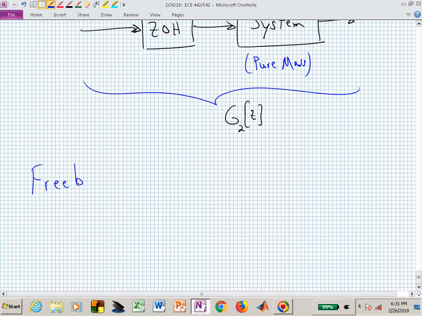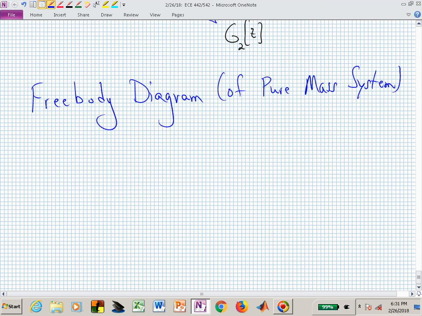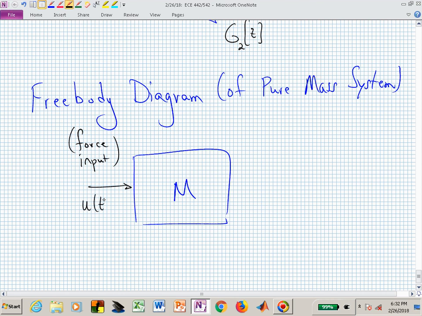Let's start with the free body diagram. There's our mass, and we're going to apply to that, and don't get this too confused, I'm going to apply a force as an input, and my force inputs a lot of times in control classes are U's. So don't confuse this with a unit step, but I'm going to just say, here is my force input. I'm going to call that U of T. So U of T is overused, or overloaded. But in this case, it's just a force. U of T is a force. It's not a unit step.